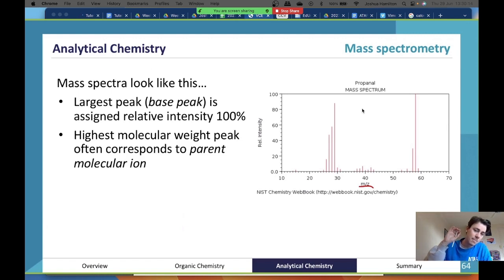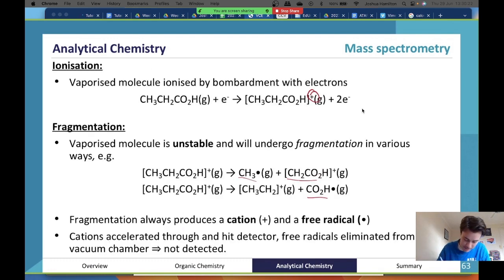The highest molecular weight peak often refers to the parent molecular ion peak. What does that mean? It means this has not broken. For some reason it didn't break, we didn't get any free radicals, and it went all the way through and got detected as a whole molecule. So that molecule stayed complete, and we refer to that as the molecule's total molar mass.